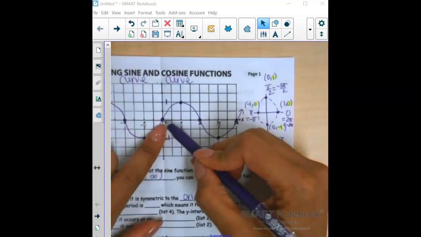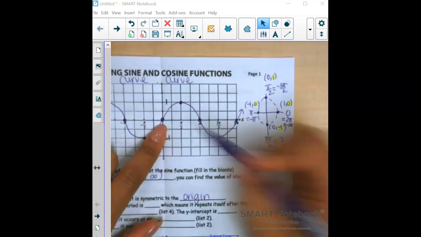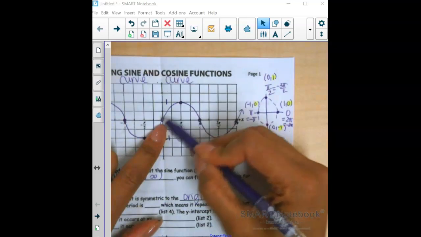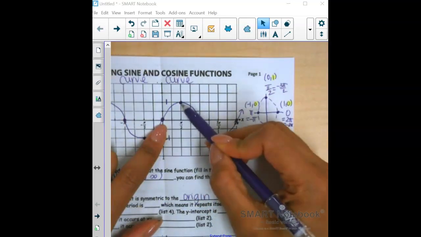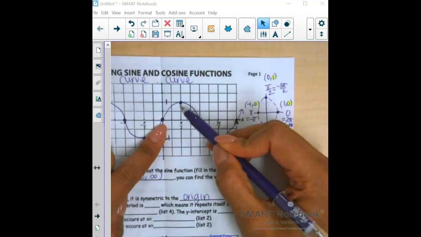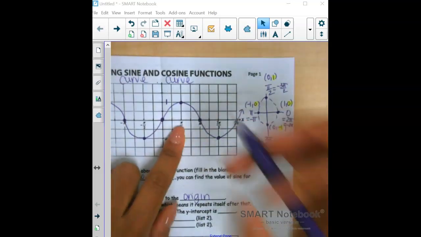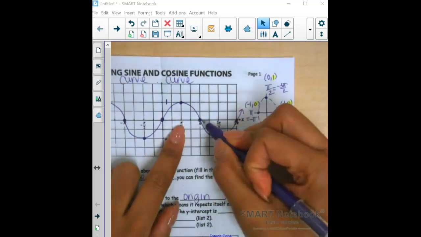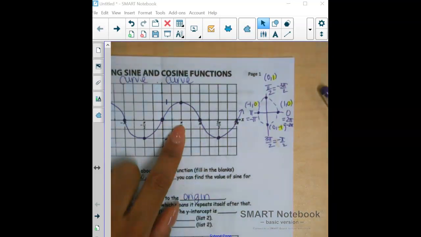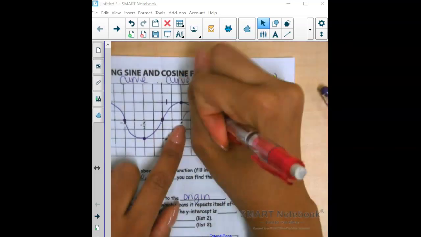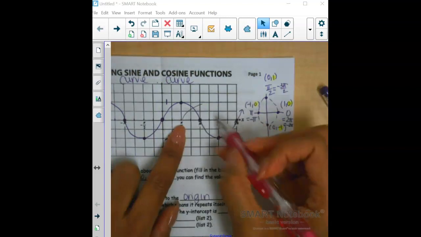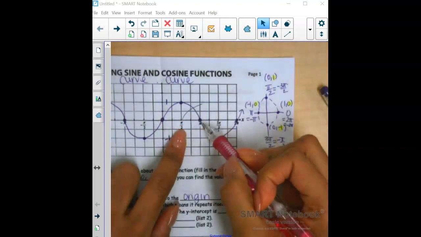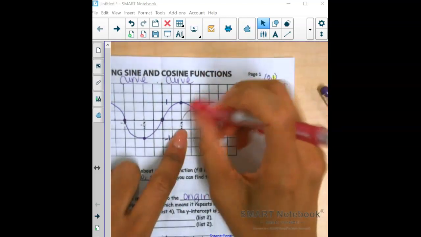Let me just first look from 0 to pi over 2. Okay, notice that that curve is going up to the right from 0 to pi over 2. If it was periodic from 0 to pi over 2, from pi over 2 to pi, you would see the curve do this. It would curve up this way. Is that what the graph is doing from pi over 2 to pi? No. Okay, so let me erase that. That's not what it's doing.